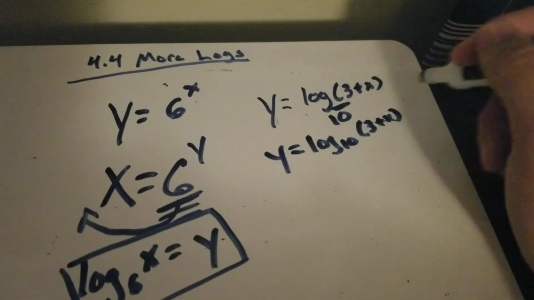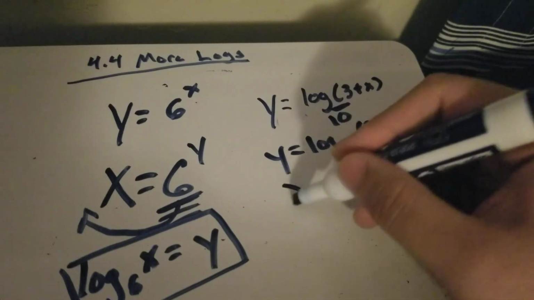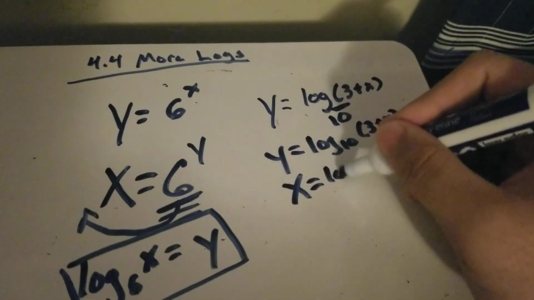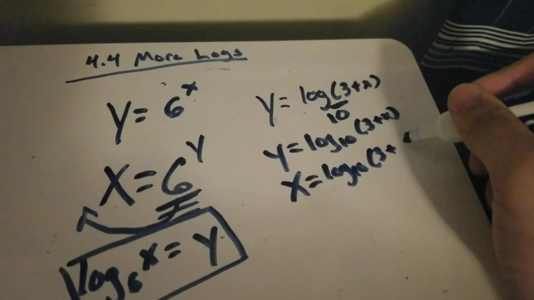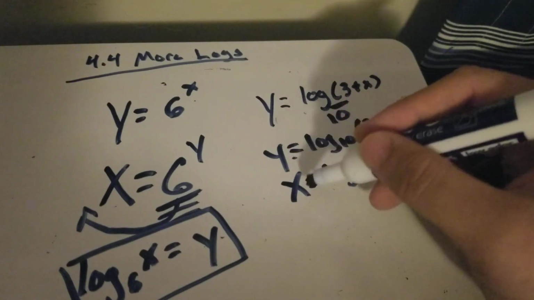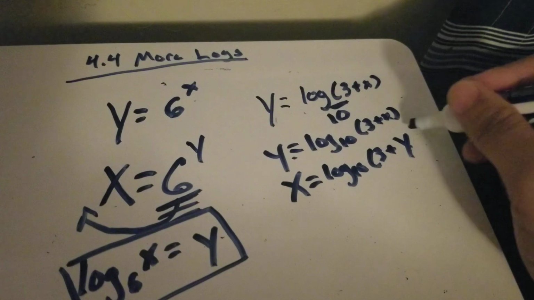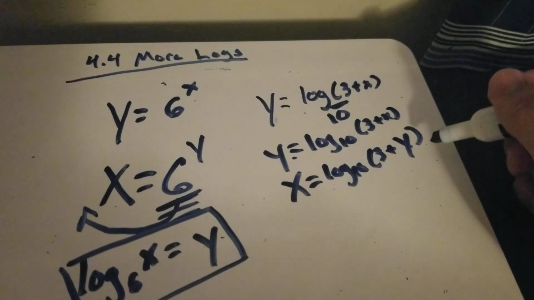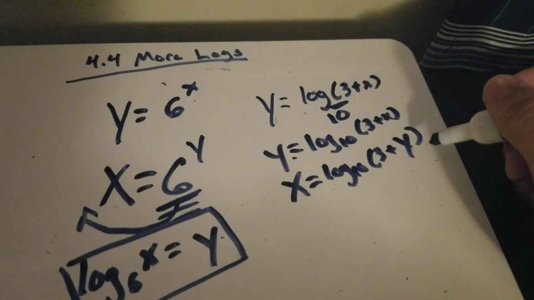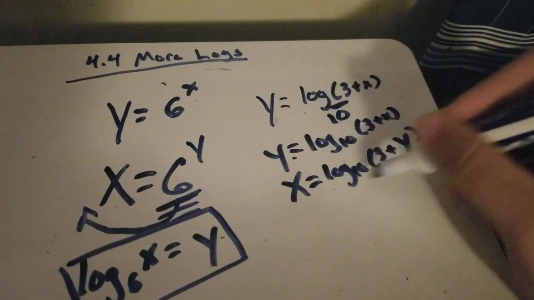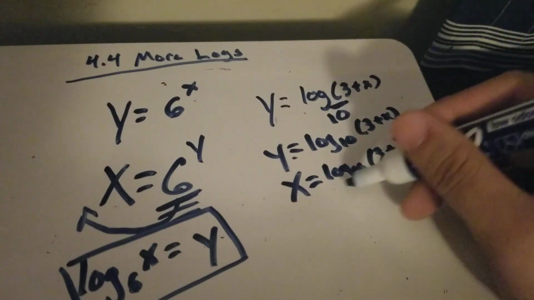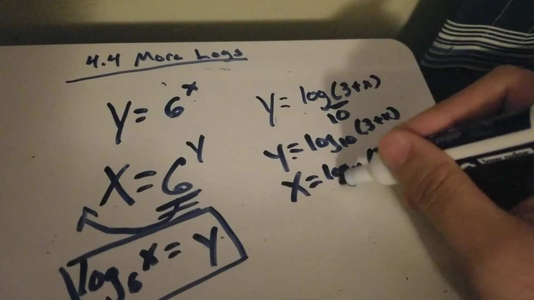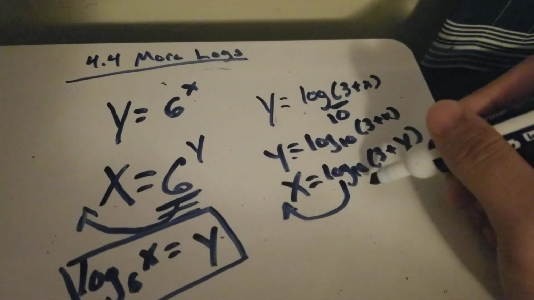Step 1, swap the x and y for wherever they are. So x becomes the y, and y becomes the x. All right, now our goal is to get y by itself. The only thing left here is the log base 10. Everything's in parentheses here. So log base 10 is on the outside. So I have to move it over here.